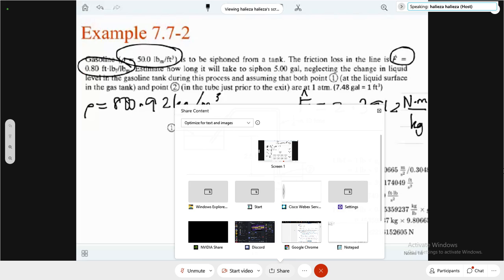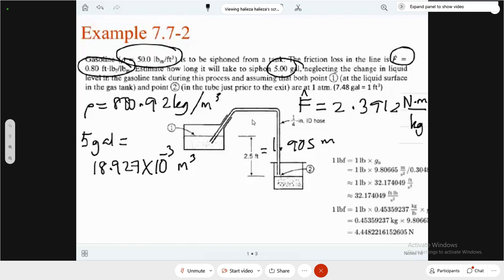You can check with mine. Okay, the 5 gallon, that is the volume. When I converted it, I managed to get 18.927 times 10 to the power of negative 3 meter cubic. Next, what do I need? Okay, Z, the height, 2.5 feet. When I converted that, that becomes 1.905 meter. What else?